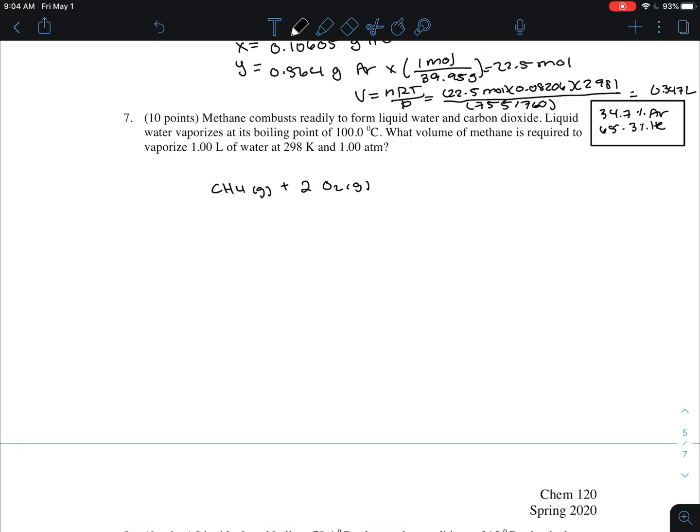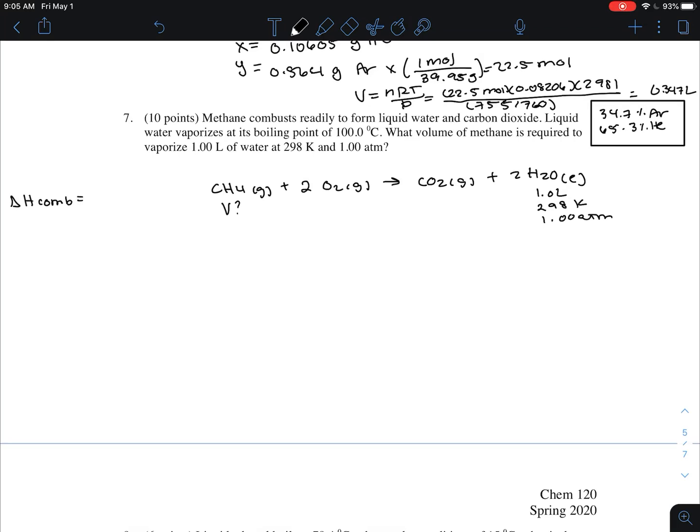Okay, so first sentence, methane combusts readily to form liquid water and carbon dioxide. I'm going to write my equation. I think that's really helpful. Okay, so then it says the liquid water vaporizes at 100 degrees Celsius. So basically, this combusted, and then water that formed went further and vaporized. We want to know what volume of methane was required to vaporize 1 liter of water at 298 Kelvin and 1 atmosphere. So this entire solution is under these conditions.